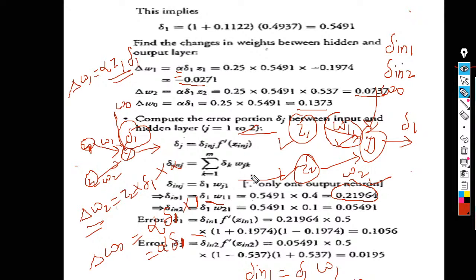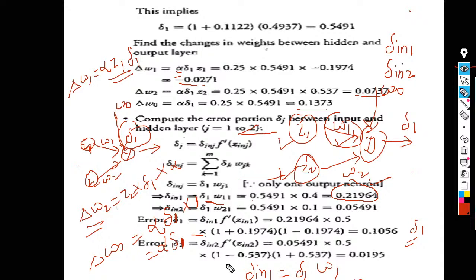The way we calculated f dash of Y in, right? Similarly we also have to calculate, once we calculated Z in 1 and Z in 2, we can also calculate f dash of Z in 1 and f dash of Z in 2, right? So that we will multiply and we will calculate delta in 1 into f dash of Z in 1, and that we calculate, and that will be what? Delta 1. Okay, so this delta 1 is the error output of Z1.